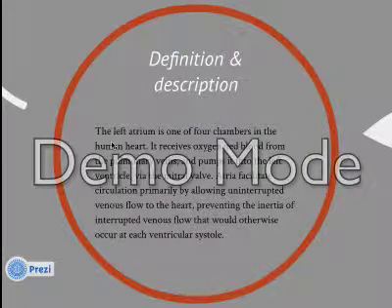Definition and description. The left atrium is one of four chambers in the human heart. It receives oxygenated blood from the pulmonary veins and pumps it into the left ventricle via the mitral valve. Atria facilitate circulation primarily by allowing uninterrupted venous flow to the heart, preventing the inertia of interrupted venous flow that would otherwise occur at each ventricle systole.